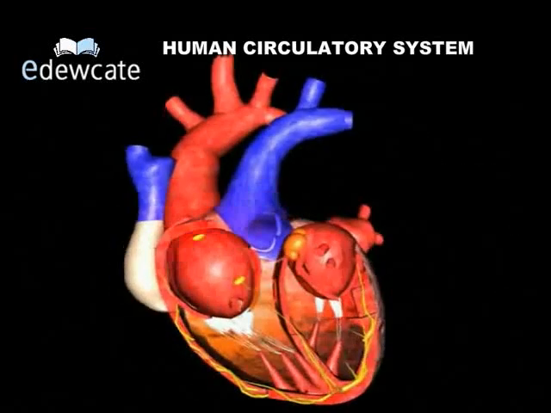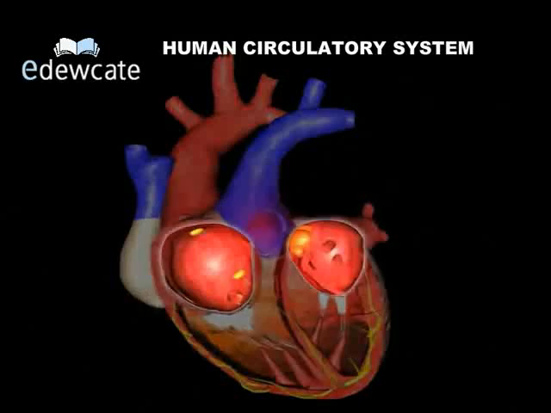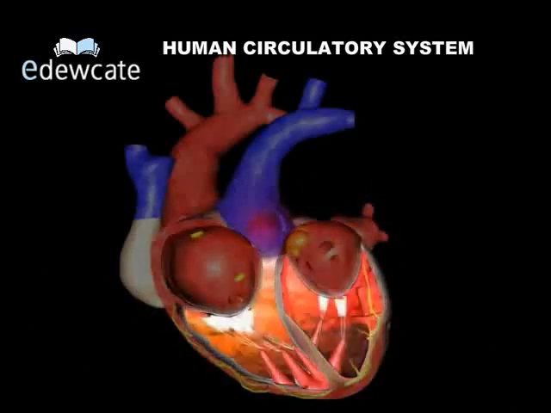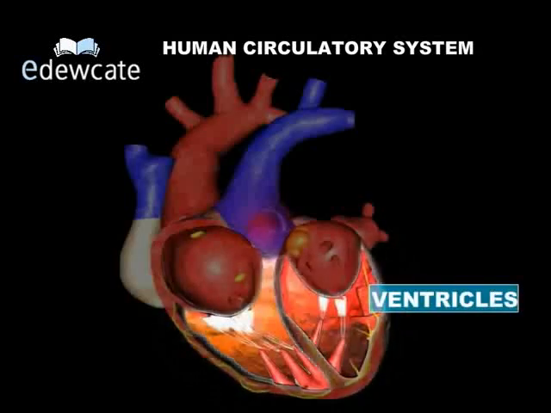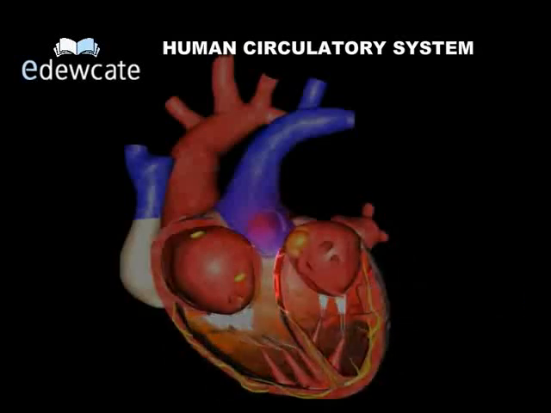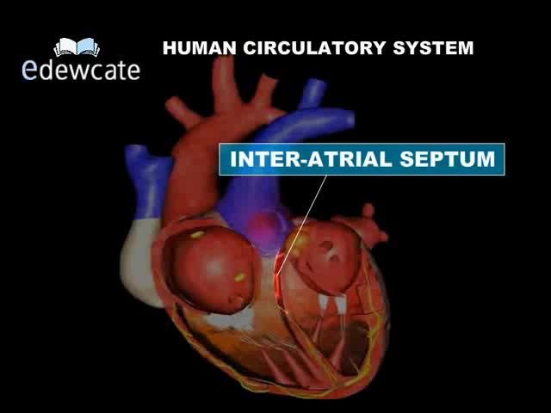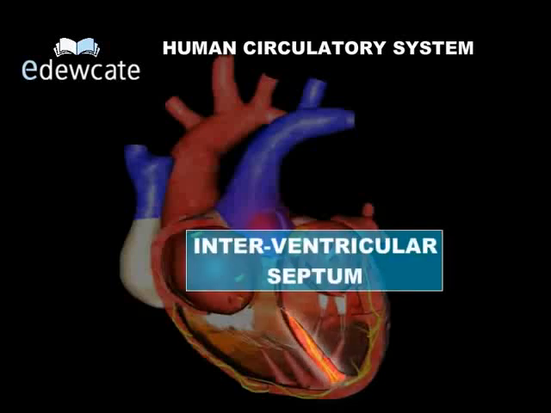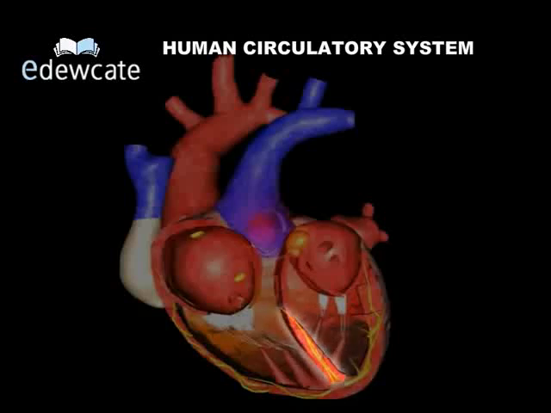Human heart has 4 chambers, 2 relatively small upper chambers called atria and 2 larger lower chambers called ventricles. A thin muscular wall called the interatrial septum separates the right and the left atria, whereas a thick-walled interventricular septum separates the left and the right ventricles.